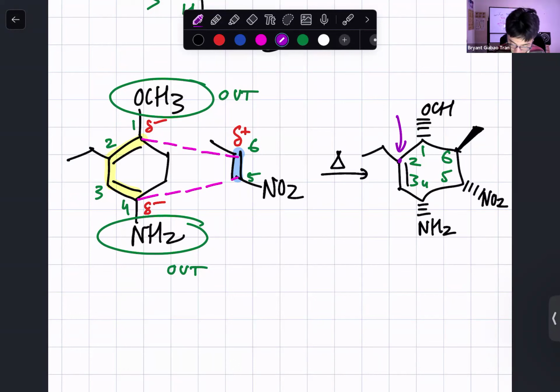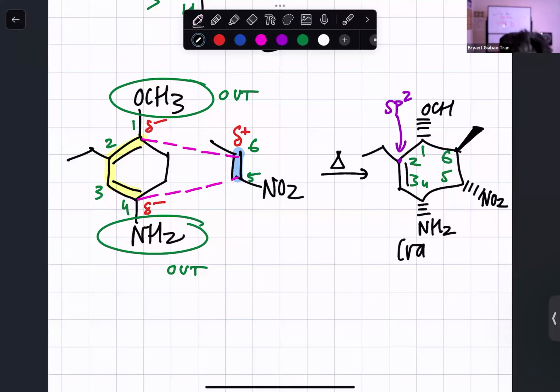sp2 hybridized, right? Because it has 3 bonding groups, 1, 2, 3. And if it's sp2 hybridized, it's going to be flat and planar, because that's the shape, trigonal planar. Like everything on an sp2 atom is flat and planar. There's no wedge, no dash on sp2 atoms. Okay. So that's one of the products, and it's racemic because everything could have been flipped.